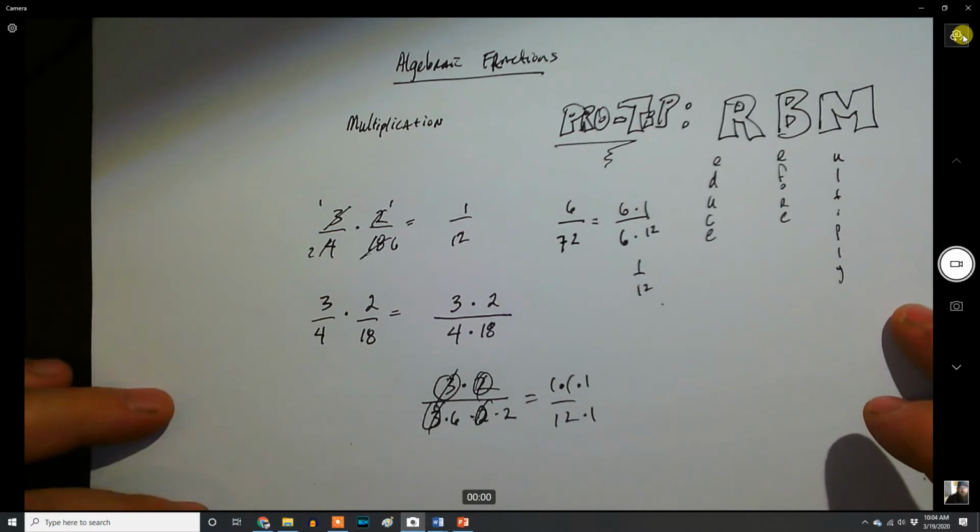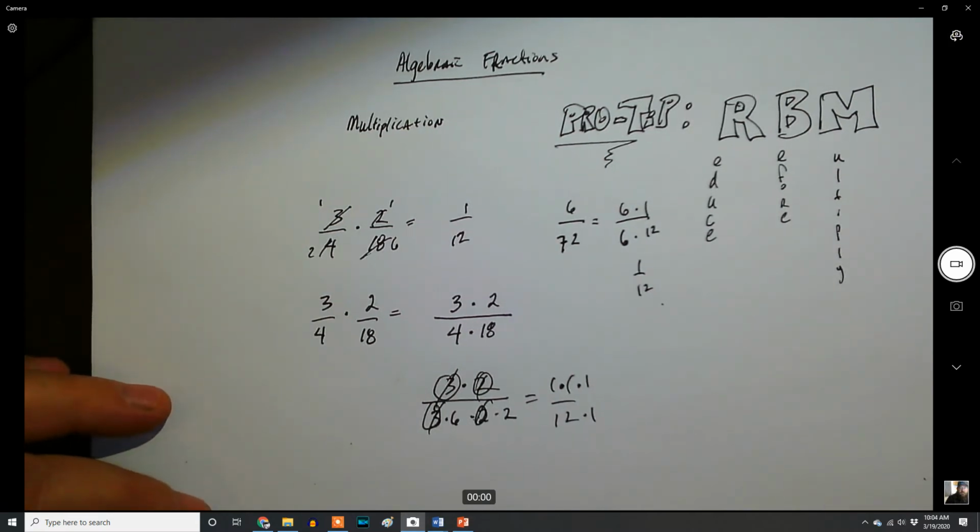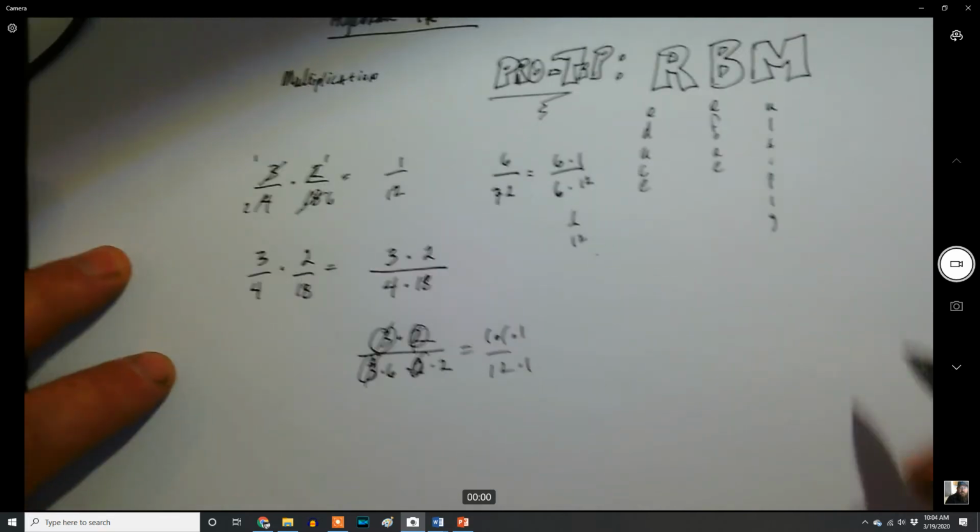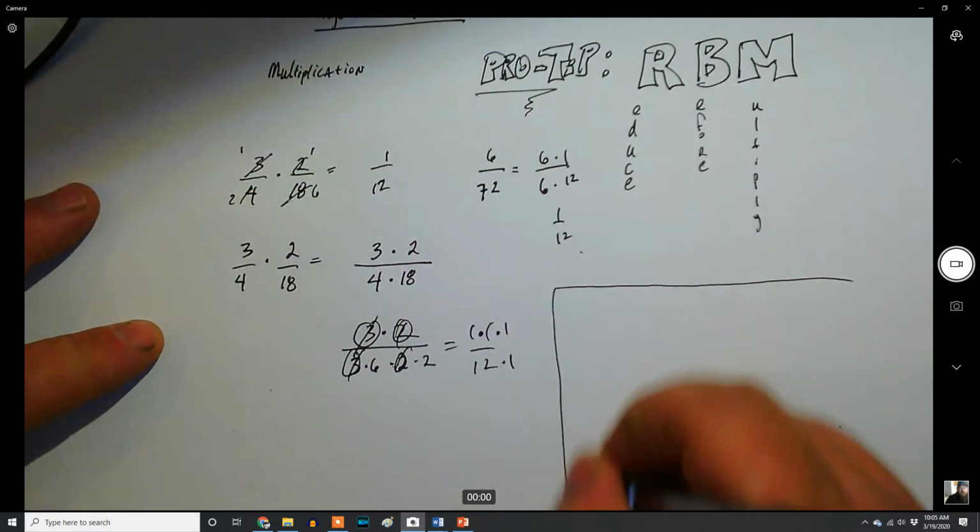So it's always important that before you end up multiplying, you go ahead and reduce completely, fully, and all the way, right? So let's go through a couple of examples right here, shall we? We got room right here. Let's do one right here.